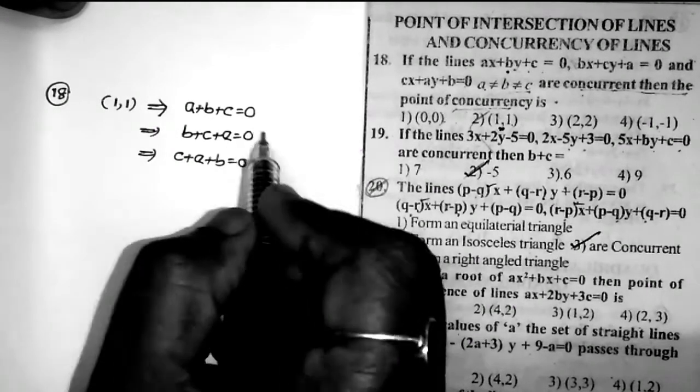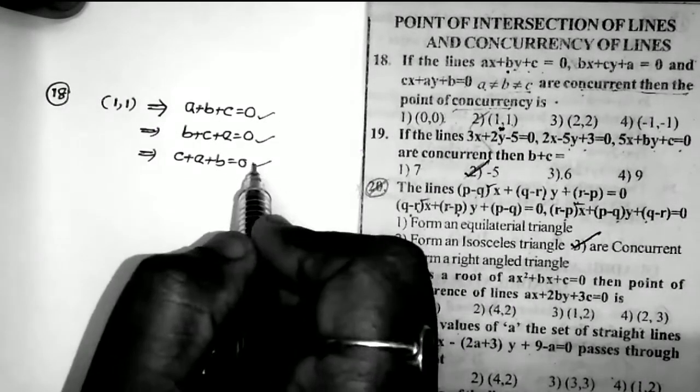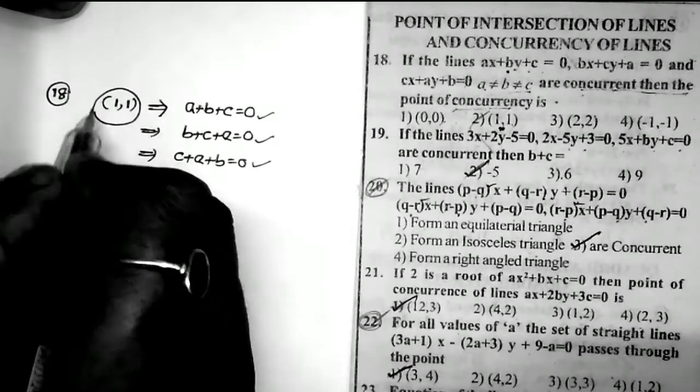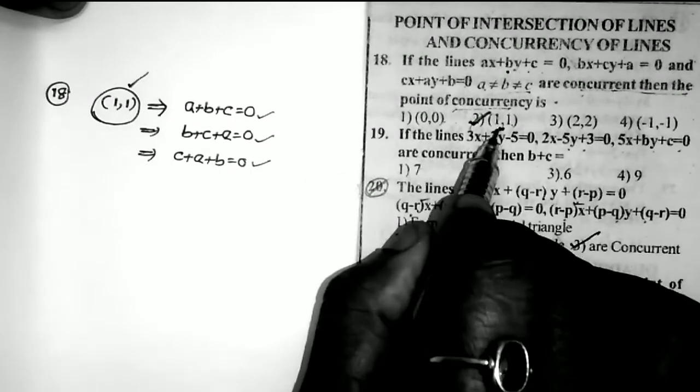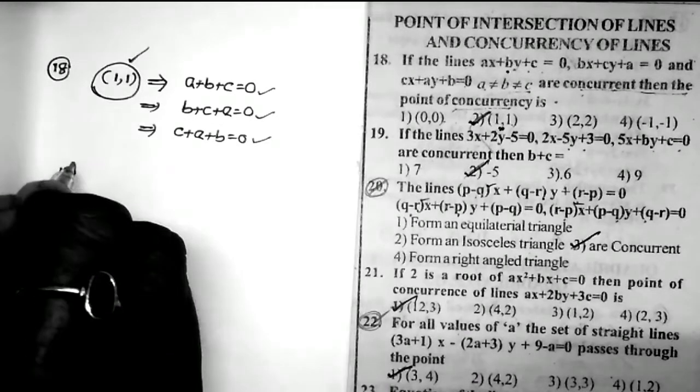In all cases we get the same answer. So this is the point of concurrency. Yes, this is the correct answer. When we take any option other than this one, the answers are not equal. So this is the only correct option. Just taking the verification. Next, sum number 19.